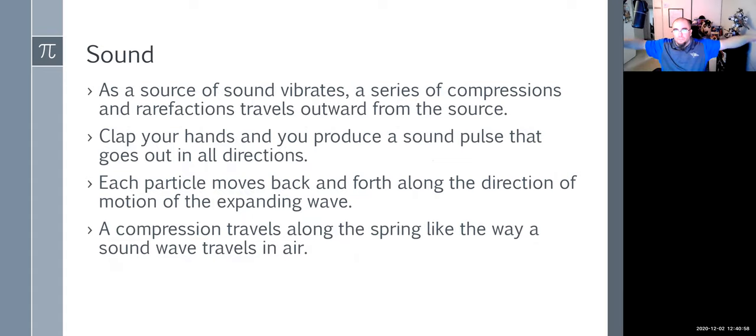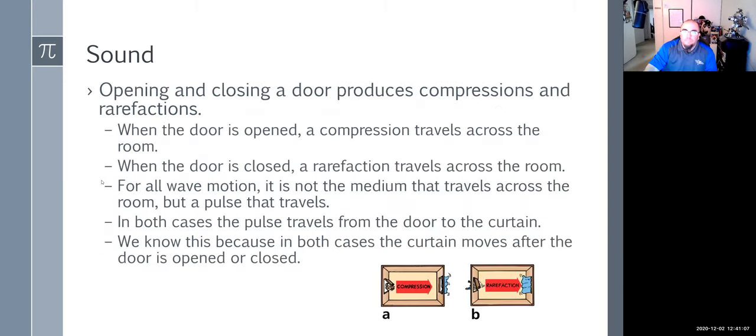A compression travels along the spring, much like a sound wave would travel in the air. So we took a spring and you compress things. That's very much like a sound wave traveling in the air. So think of this like opening and closing a door. If you have a room where the window is open and the door is closed, right? When the door is opened, a compression travels across the room. When the door is closed, a rarefaction travels across the room. For all wave motions, it's not the medium that travels across, but the pulse that travels.